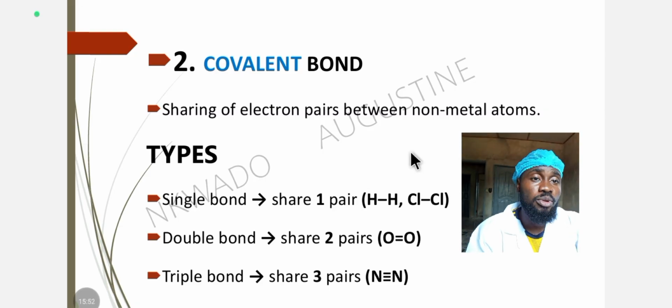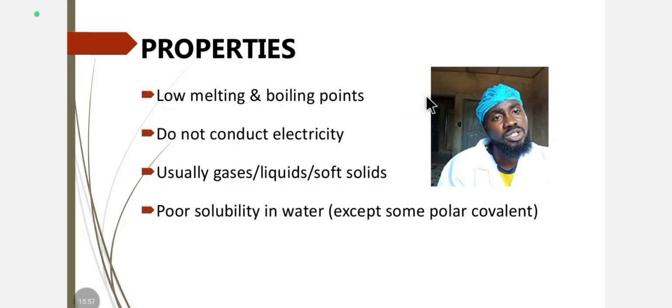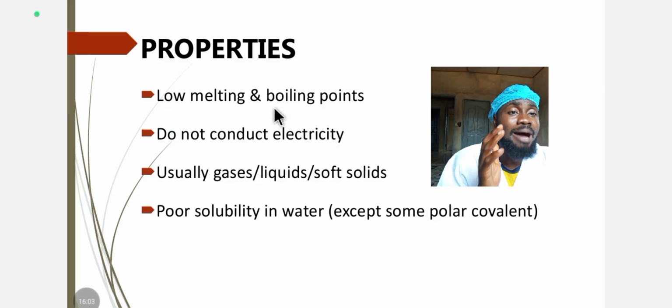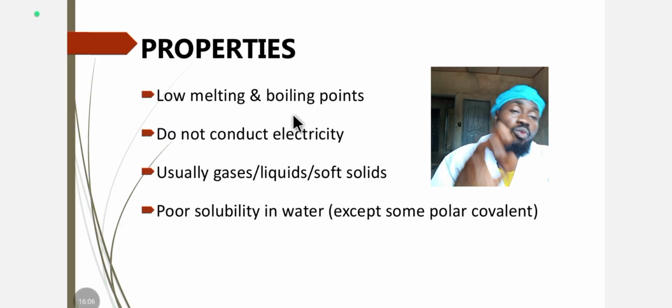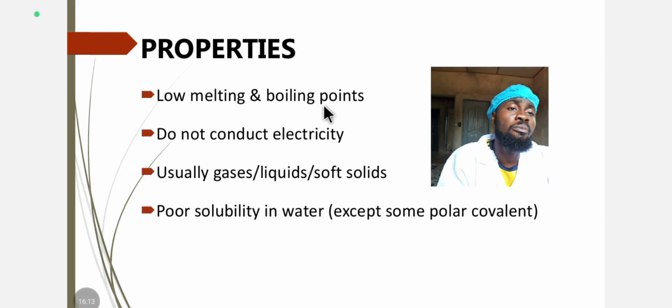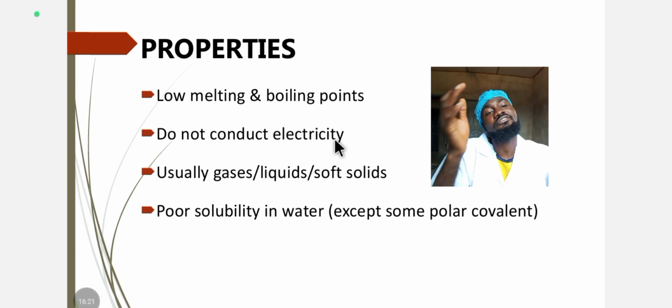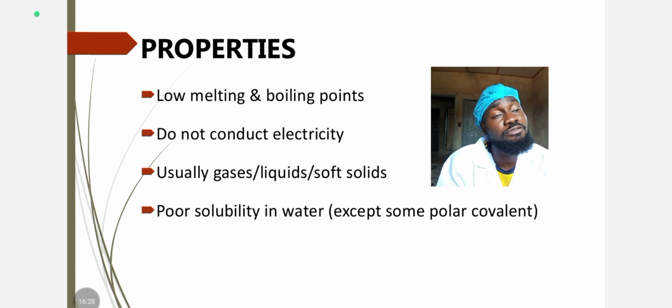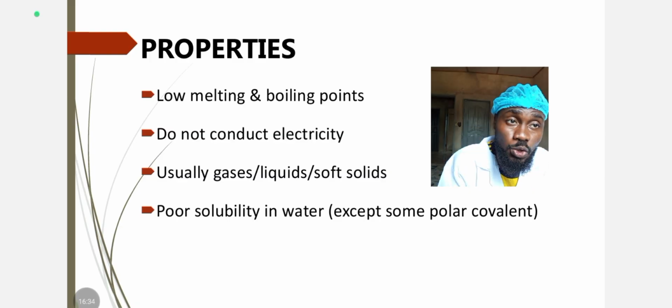So let's look at the properties of covalent compounds. Covalent compounds are most common in organic chemistry, while ionic compounds are most common in inorganic chemistry. They have low melting and boiling points, and they do not conduct electricity, because you don't have ions present. It's not a bond that involves the transfer of ions, so such compounds are not electric conductors.